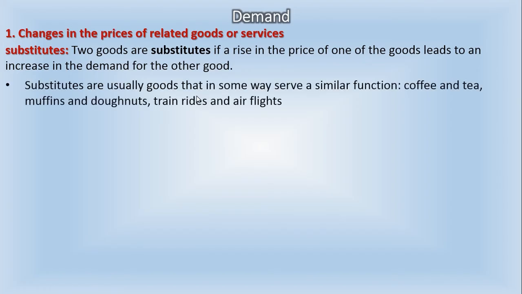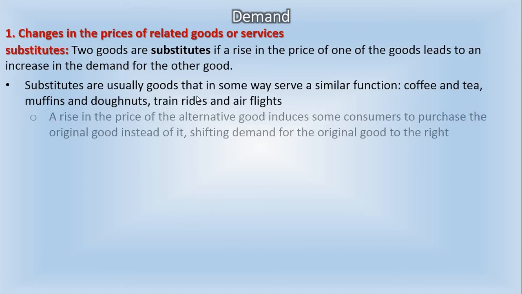So again, substitutes are usually goods that in some way serve a similar function, like coffee and tea, muffins and donuts, train rides and air flights. A rise in the price of the alternative good induces some consumers to purchase the original good instead, shifting the demand for the original good to the right.